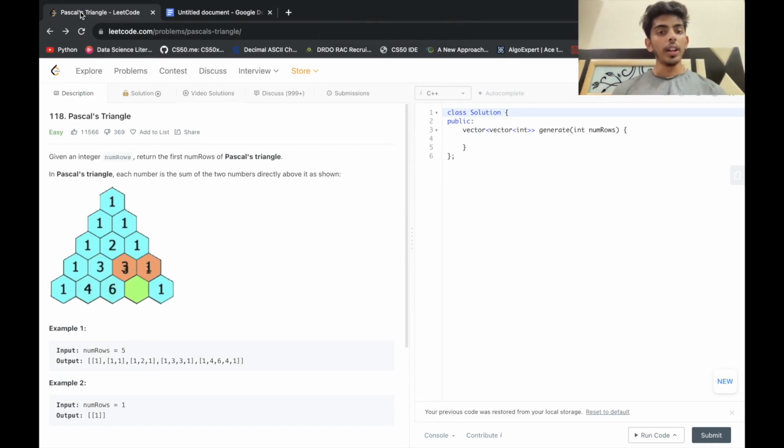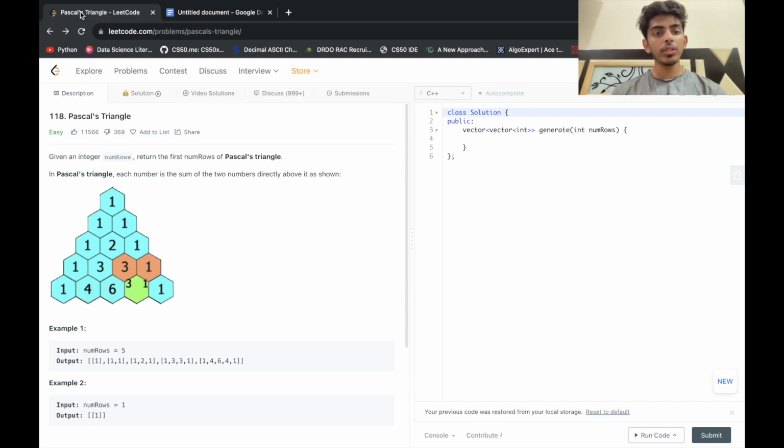We are doing problem statement 118 of the LeetCode daily challenge, and it is rated as easy level. I will also rate it easy, as it is considered a normal basic DP problem. Let me read the problem statement.